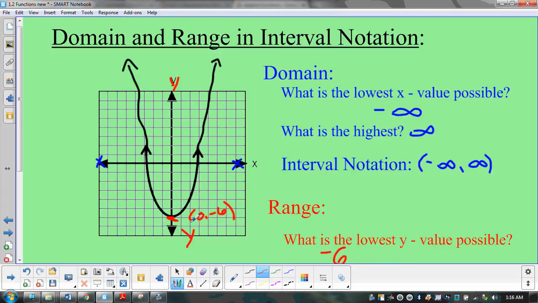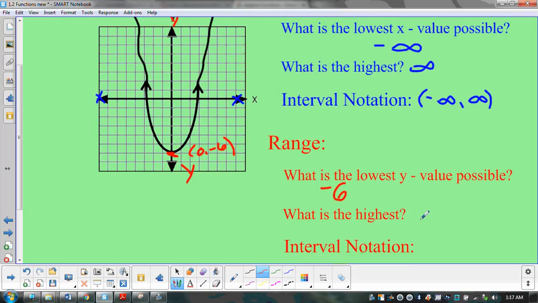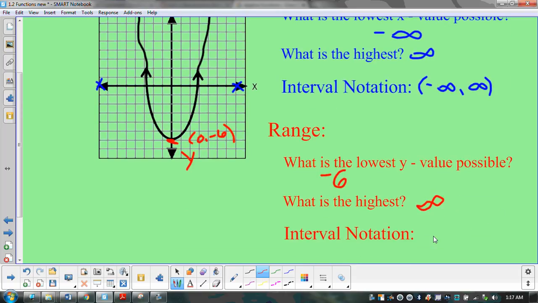What's the highest the graph goes? Does it ever have a stopping point? It is going forever up high. That's a positive infinity. So interval notation, the lowest this graph goes is negative 6. The highest it goes is forever. We know it's a definite solid line, so negative 6 gets a strong bracket. The infinity gets the soft parentheses.